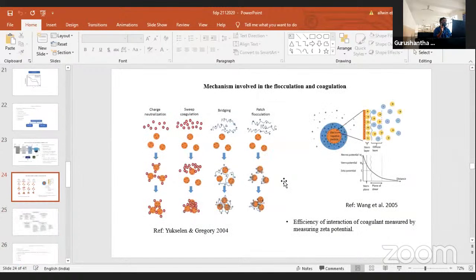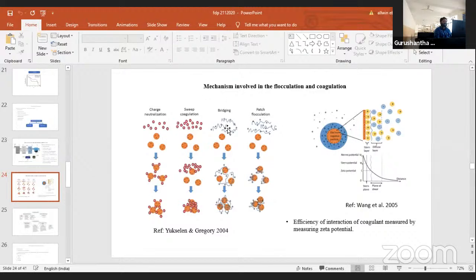What are the different types of coagulation? What is the mechanism generally involved in this process? One is the charge neutralization process, and the other is the sweep coagulation process. These are the major types of coagulation process, carried out with the help of the coagulant material. And for the flocculant, two mechanisms are involved: one is the bridging process, and the other is the patch flocculation process.